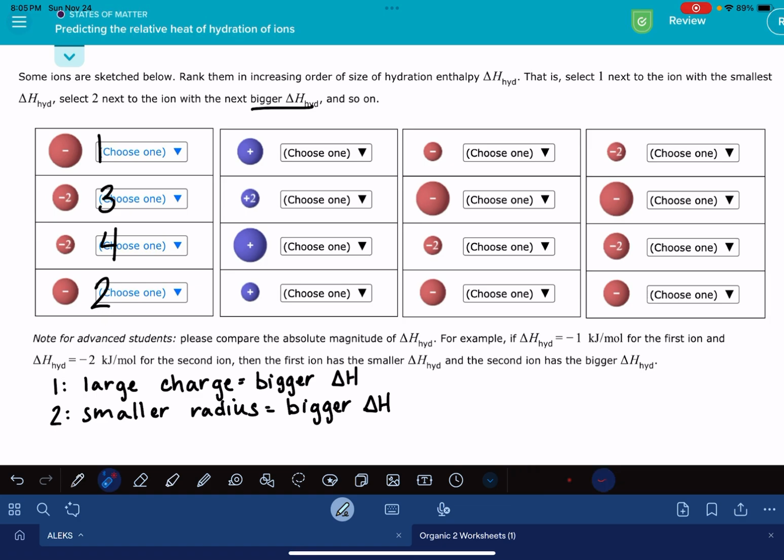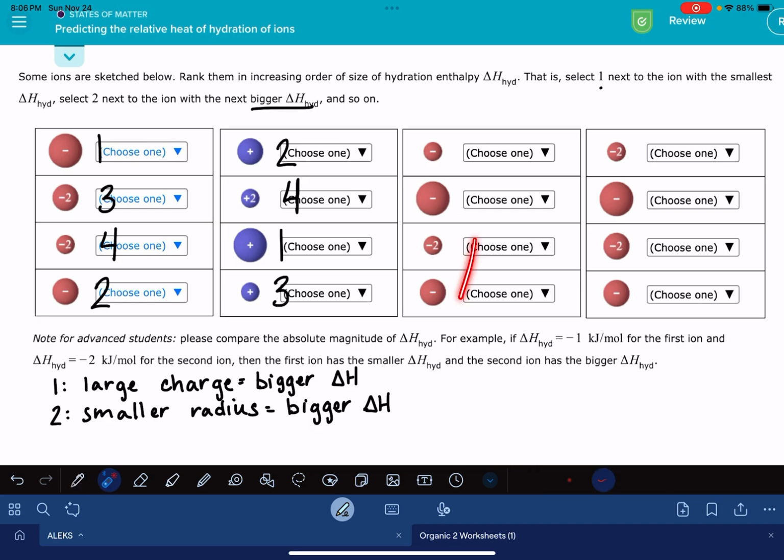Let's practice a few more times. So again, first of all, you're going to look for the largest charge in this set of ions. This is our largest charge. So that's going to be our biggest delta H. And then all the remaining ions have a +1 charge. To order them, we're just going to do it in terms of size. The smaller radius is the bigger delta H, and then we just go down like that. And again, ALEKS is using 1 for the smallest enthalpy and 4 for the largest.